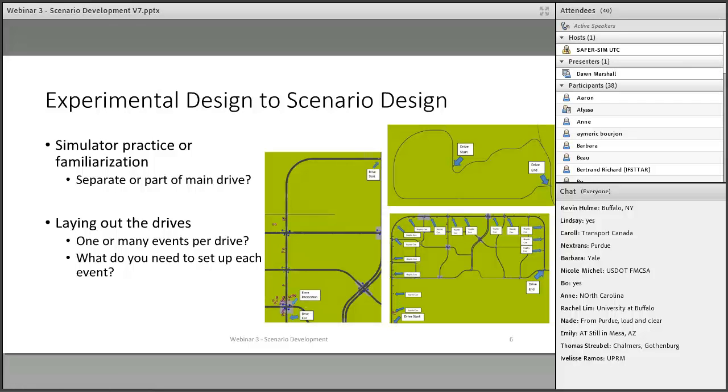The other thing you need to think about very early on is the layout of your drives. How many events per drive? What do you need to set up of each event? Do you need lots of vehicles? Do you need lots of space or time? Or can they be fairly quickly set up and move from one to the other? Are they different enough that you want to move quickly? Are they similar enough that you want to put some time and virtual distance between them? And these are all questions you should be asking.